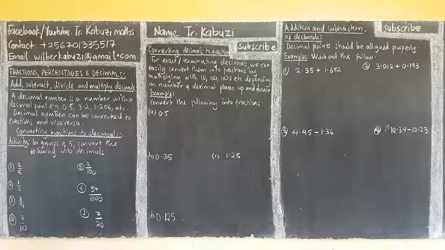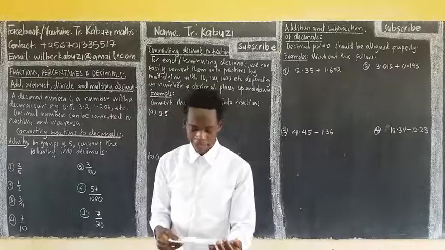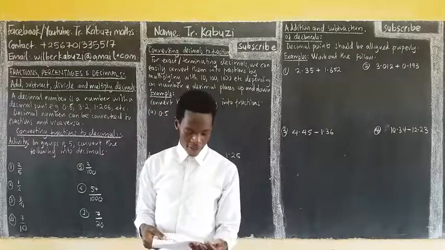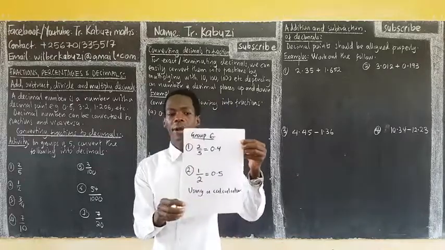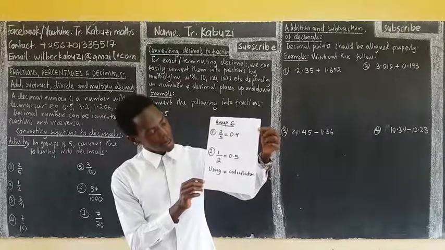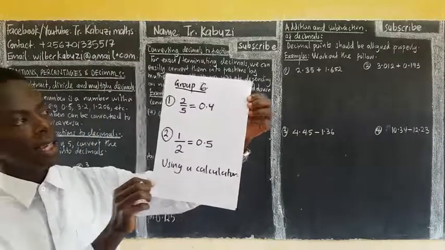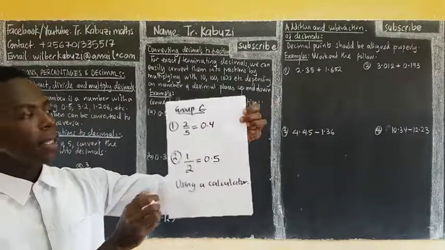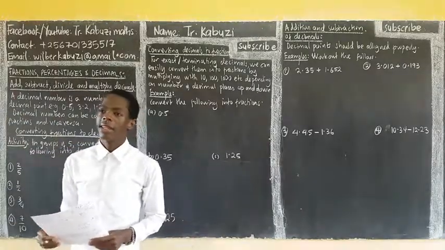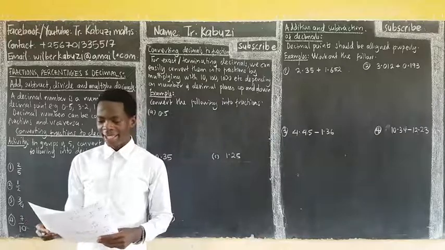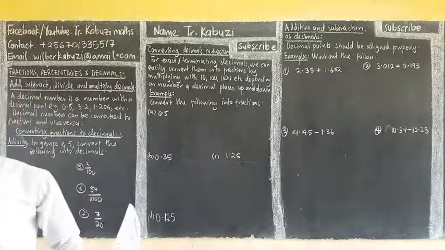Let me start with group 6. So group 6, this is what they are having. In number 1, this is what they are having. For them I'm going to use only 1 and 2. They are indicating what they have used. For them they have got that using a calculator. Let us see how many groups use the calculators to get the answers. Hey, now you are many. Okay, so this is the answer they get after using the calculator.